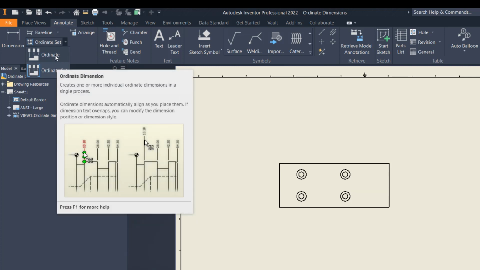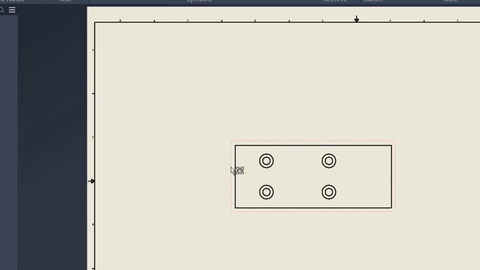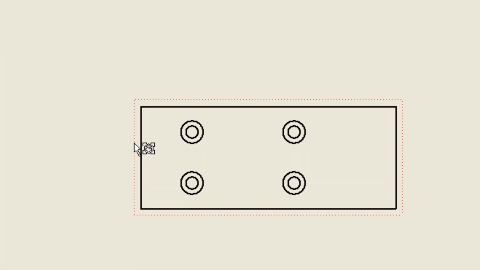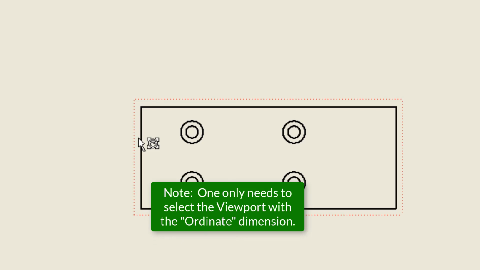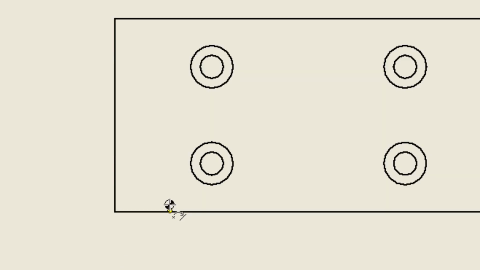It is a wonderfully simple difference, but let's start with the ordinate. I'm going to show you this, and there's nothing special about it. The only thing that you need to do when you start off is select the view or the viewport that you want to dimension. So I'm going to click this viewport. Thankfully, I only have the one, so it's super easy to make that decision.